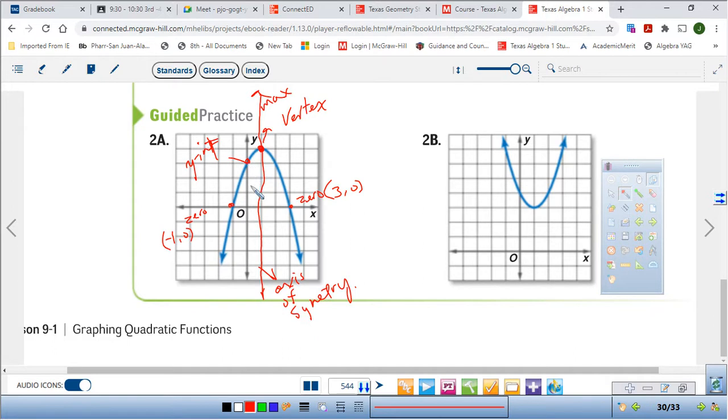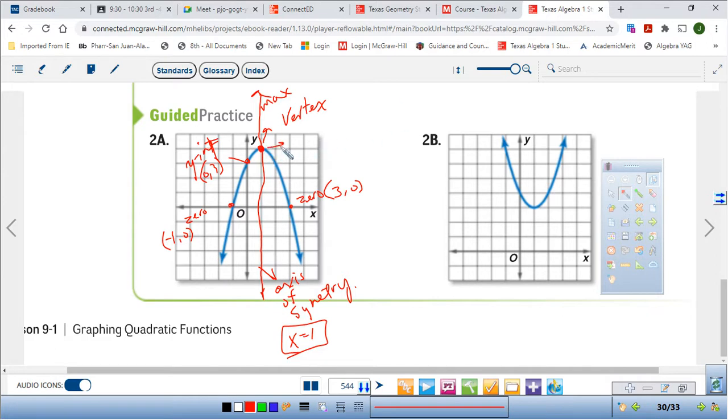The y-intercept here could be 0, 1, 2, 3: (0, 3). The axis of symmetry, guys, it's this line here. The axis of symmetry could be x is equal to 1. I can't tell you if they're going to ask you to draw it, give me the coordinates, give me whatever. You know, there's a lot of things I can tell you.